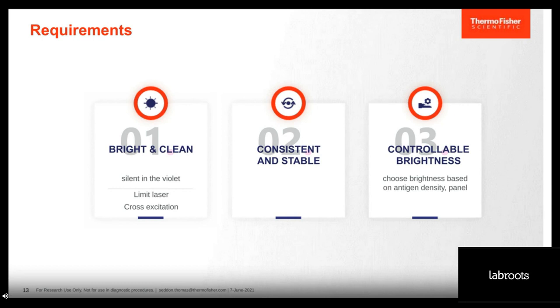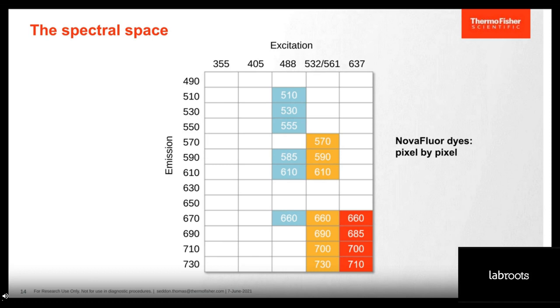You'd want it to be consistent and stable, so if you're using it from one time to the other, you don't run into any issues. And ideally, you'd like to be able to control brightness. This is showing you the current dyes that are available, basically how we've looked at targeting. You can see that there are dyes that are excited by the blue, the yellow-green, and the red. We have not built any for the UV and violet yet, but I would say, stay tuned for that.